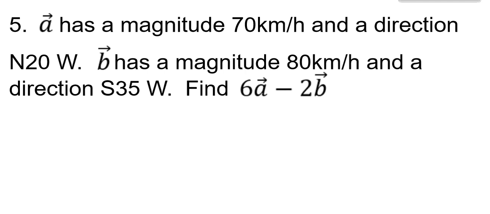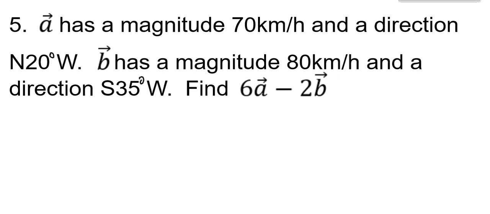Still involving resultant vector, still involving north, south, east, west, but not just pure north-south. So we have vector A with a magnitude of 70 kilometers per hour, going in direction north 20 degrees west. Oops, I forgot to write in the little degree symbols, so I'll just pretend. There we go. B has a magnitude of 80 kilometers per hour in a direction of south 35 degrees west, and we need to find 6A minus 2B.